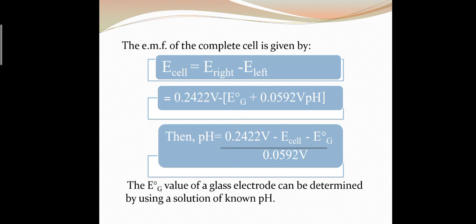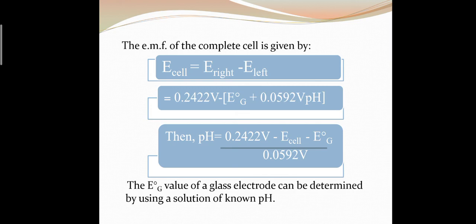Now the calculation is done by finding the E cell, the total EMF, using the E0G and the voltmeter definitions. We can calculate the pH value. The E0G value of a glass electrode can be determined by using a solution of known pH. The standard E0G can be calculated by using a known solution of pH.